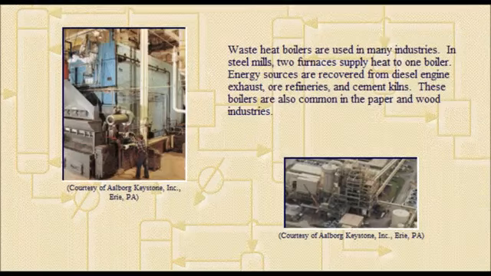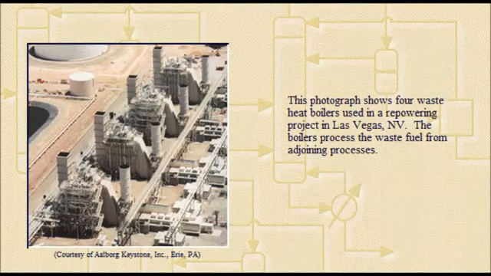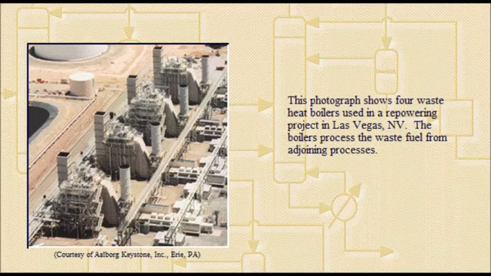Waste heat boilers are used in many industries. In steel mills, two furnaces supply heat to one boiler. Energy sources are recovered from diesel engine exhaust, or refineries and cement kilns. These boilers are also common in the paper and wood industries. This photograph shows four waste heat boilers used in a repowering project in Las Vegas.